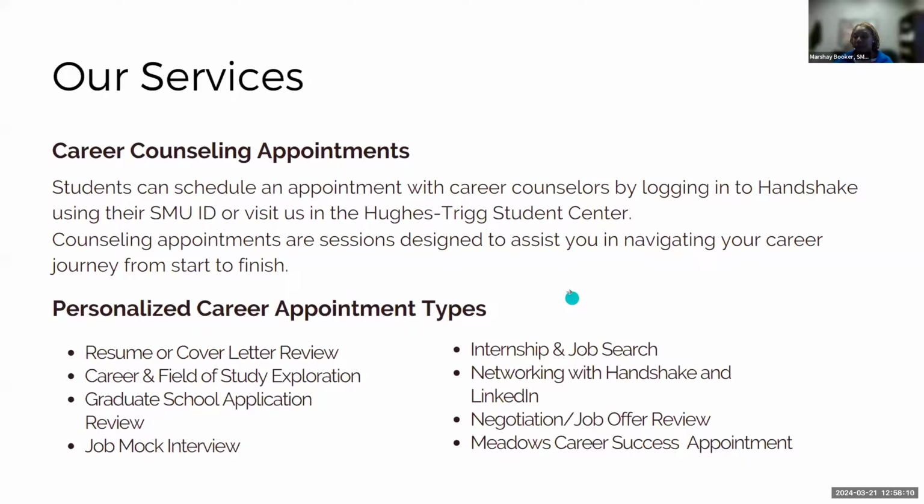So if you get an offer and you're trying to figure out if this makes sense, making sure the connecting factors of your CPT and the employer are all there, we can look that over. And for any general topics or questions you may have when it comes to careers, we can help with that in a one-on-one appointment. And you would just schedule that on Handshake.